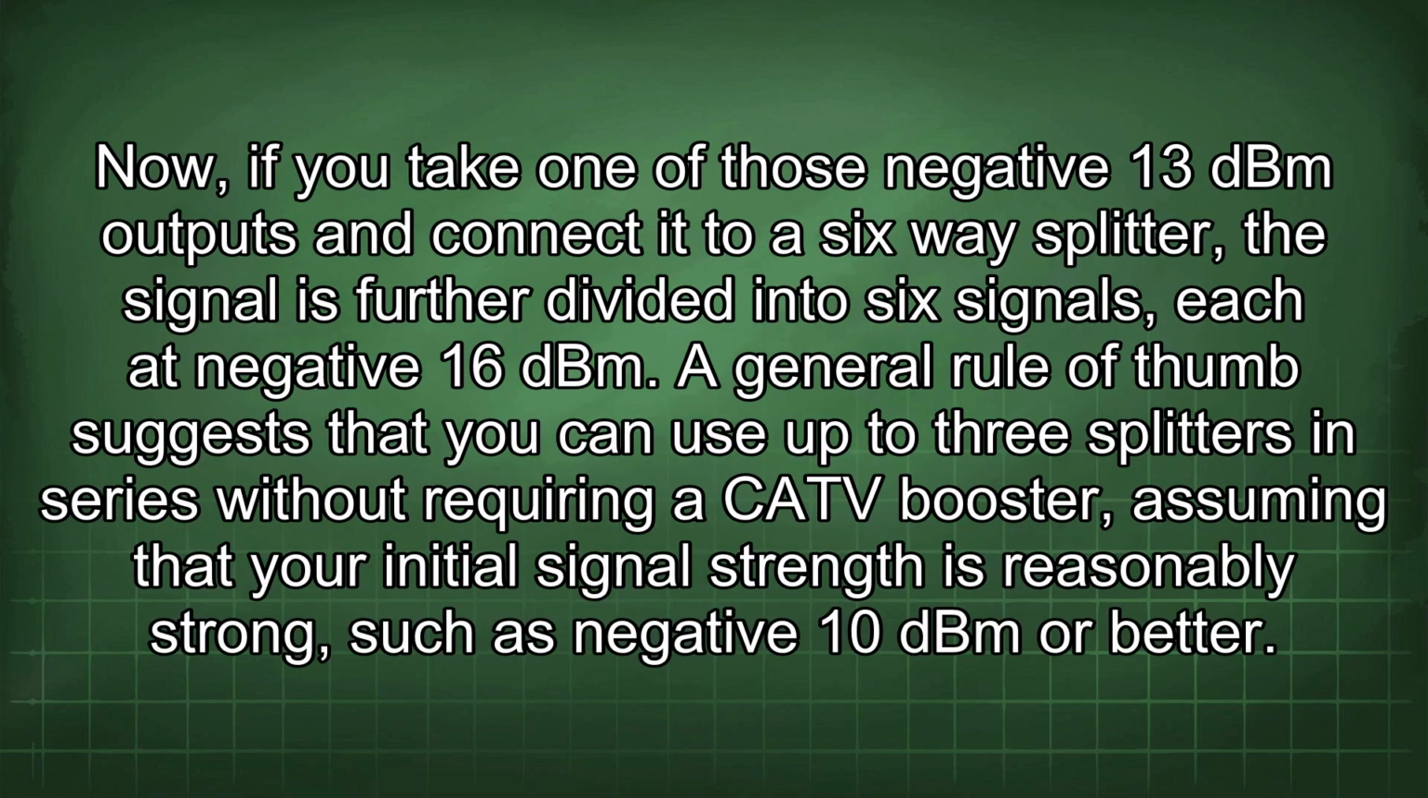Now, if you take one of those negative 13 dBm outputs and connect it to a six-way splitter, the signal is further divided into six signals, each at negative 16 dBm. A general rule of thumb suggests that you can use up to 3 splitters in series without requiring a CATV booster, assuming that your initial signal strength is reasonably strong, such as negative 10 dBm or better.